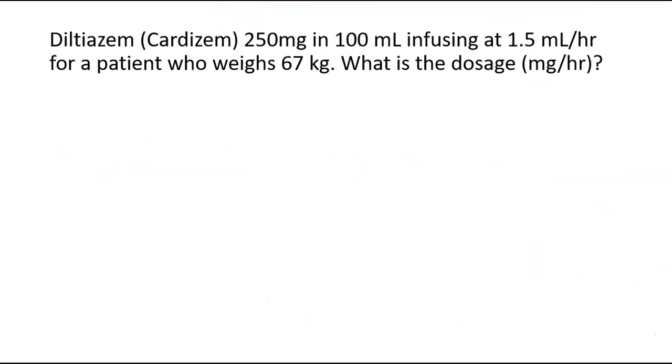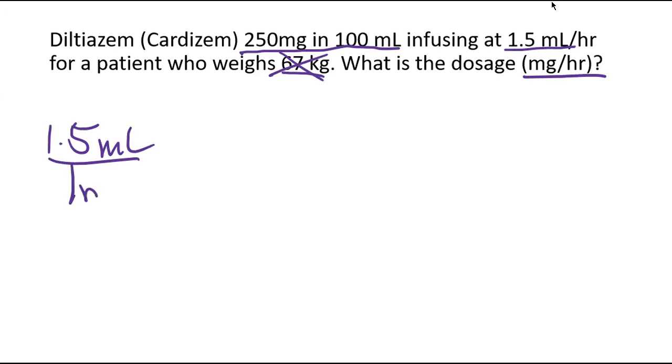So here we got another one. And this is what we have. This is our flow rate. This is the weight, and this is what we want. Again, we don't need to know this because there's no weight in here at all. Okay, and we're giving it milliliters per hour. So let's start with the flow rate, 1.5 milliliters per hour. Okay, and so we have hours. We don't have to do anything with the time. Okay, and we also have 250 milligrams in 100 mils. Okay. So you could just put that in there and just multiply it.